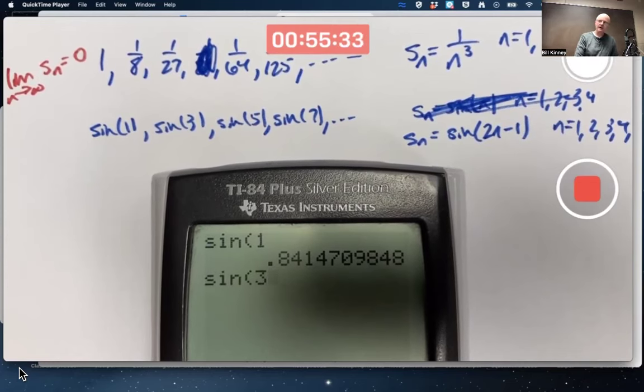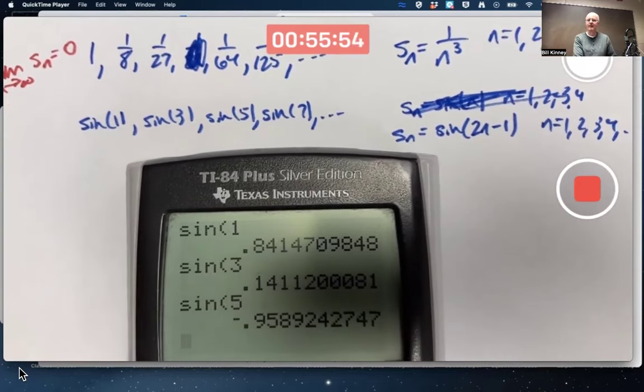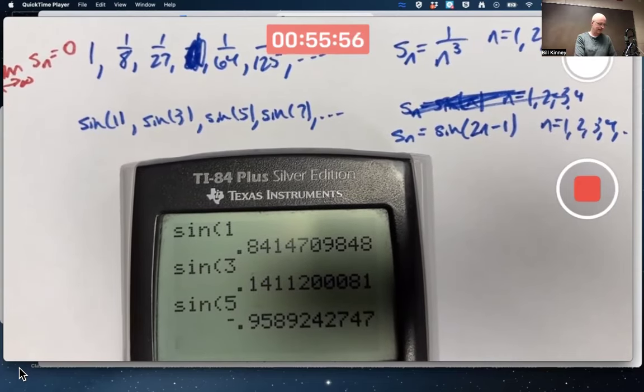Sine of 3, the next one, 3 is close to pi, 180 degrees. Sine is going to be close to 0, slightly positive. Sine of 5. Go another 114 degrees. You're going to be down in the fourth quadrant. I think sine of 5 is going to be negative. Sine of 7.